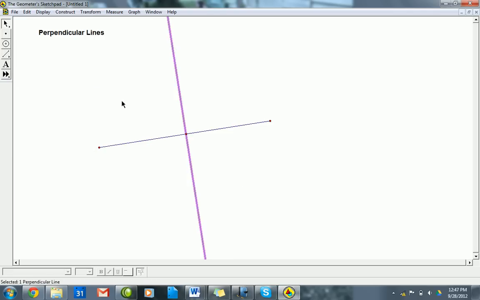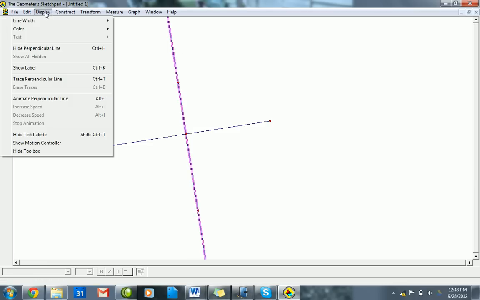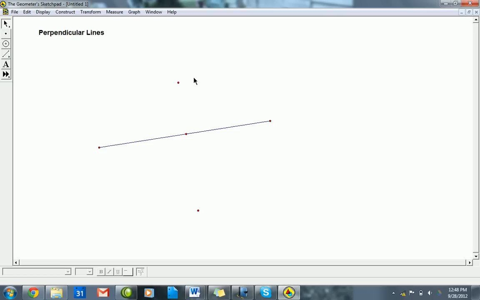So the program needs to know the point through which we're going to create a perpendicular line. What I'm going to do now is put a point here just because, and a point here just because. Alright, I can hide this line here. So I'm going to display, hide that line, and I'm just going to highlight these and connect them. Control L. Alright, so I created perpendicular lines.